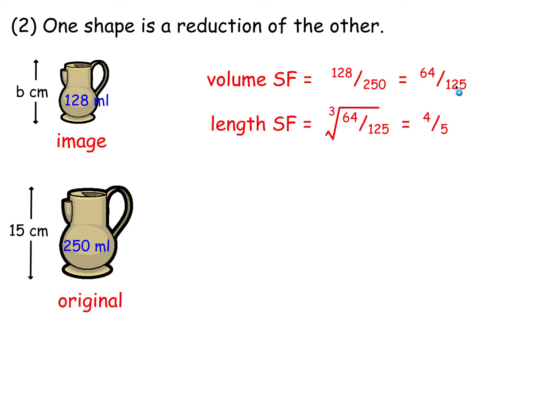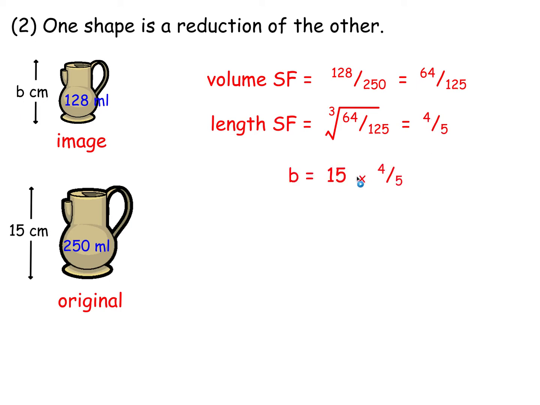Cube root that, and that will give you the length scale factor. Cube root of 64 is 4. Cube root of 125 is 5. That's because 4 times 4 times 4 makes 64, and 5 times 5 times 5 makes 125. Length scale factor is 4/5. Scale that 15 by 4/5 to get B.